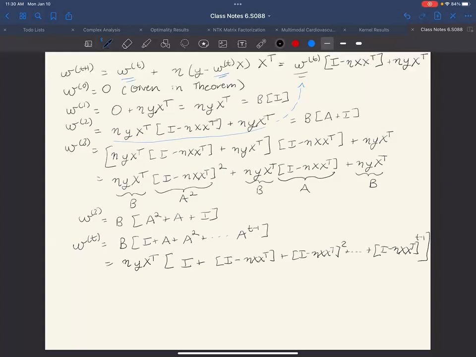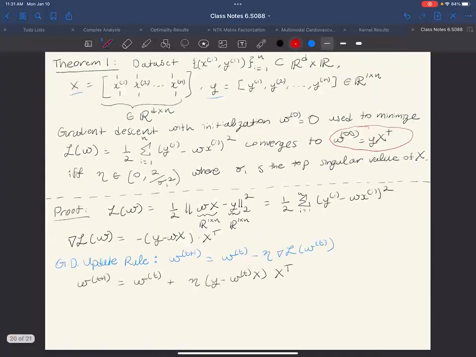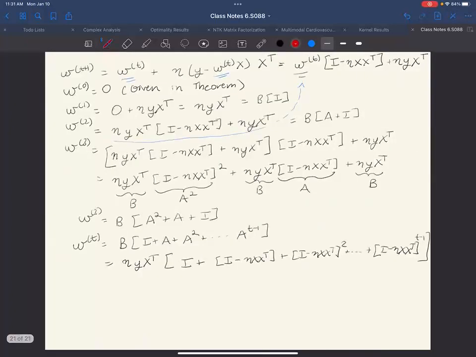Now here's the big trick we're going to use, and this is where all that material on eigen decomposition and singular value decomposition comes in handy. We have this matrix X. If we go back to the theorem statement, at some point we're going to want to use the singular values of X. So let's start substituting in the singular value decomposition for X. Let's say X equals U sigma V transpose.